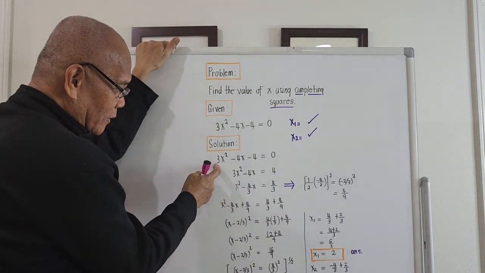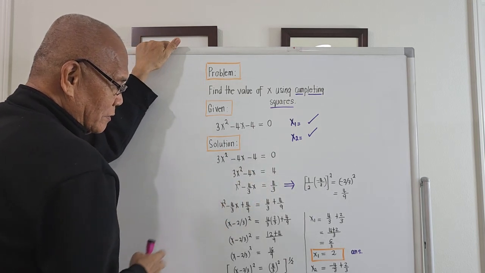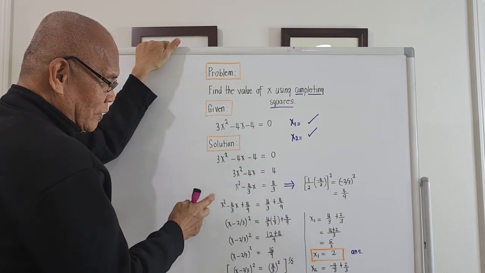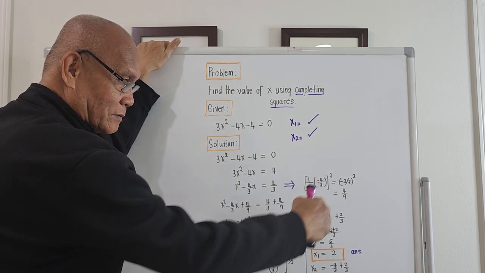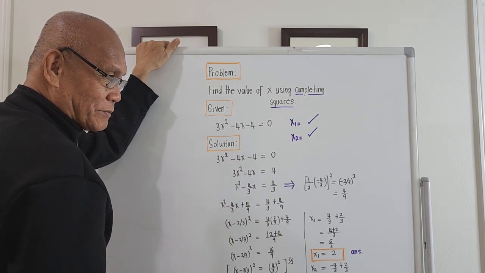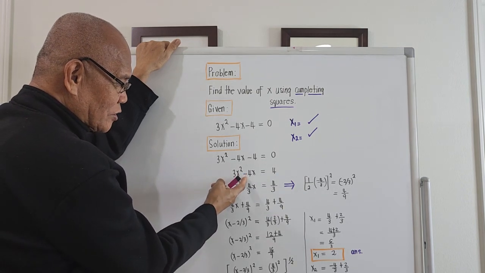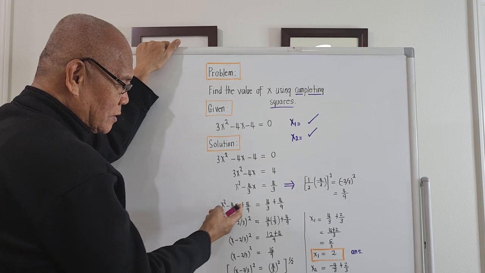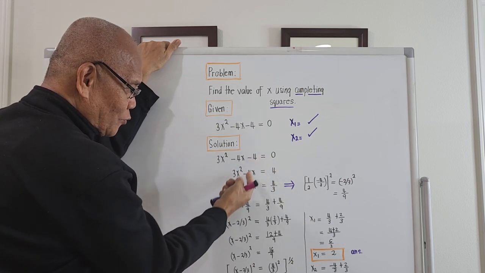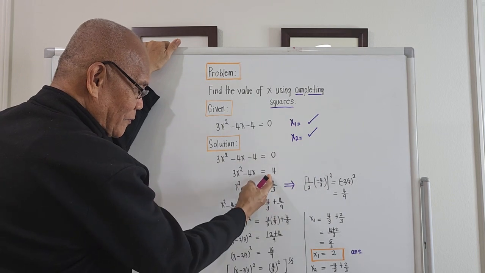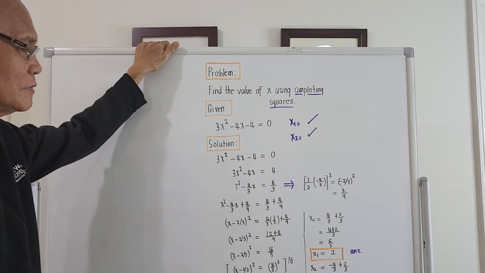Solution. I will rewrite the given quadratic equation. The next step is to transpose all constant terms to the right. That will be the second step. So it will become 3x squared minus 4x equal to positive 4. This minus 4, if we place it on the right, will now become a plus.